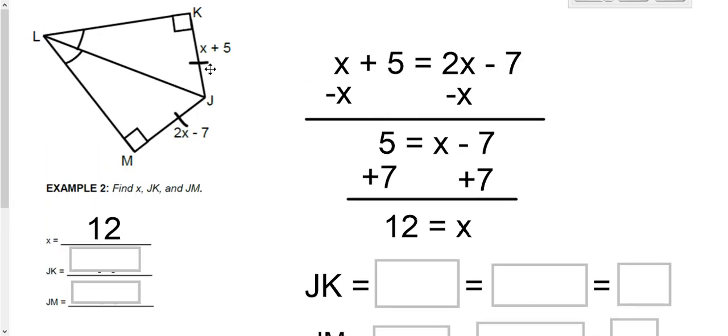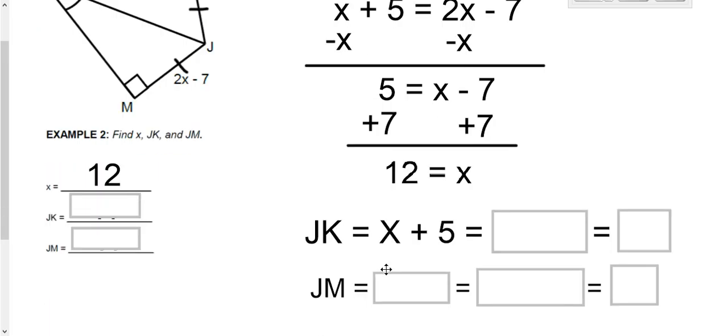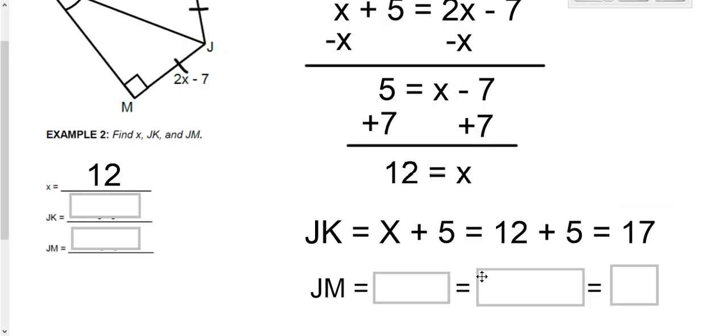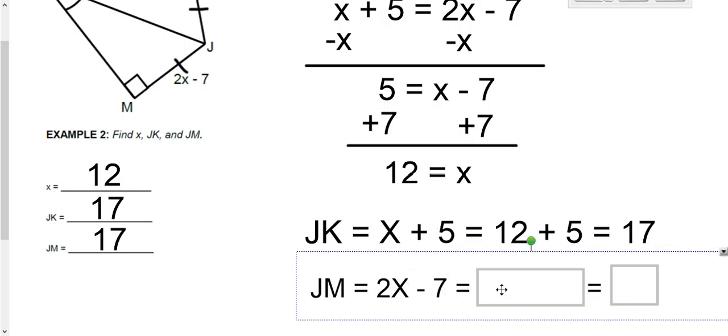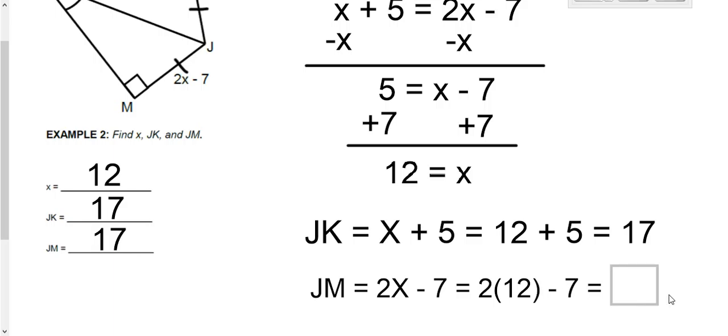So JK in the picture is x plus 5. So we substitute the 12 in for x. We just found it. So 12 plus 5 is 17. Now the other one should be equal to it, but I'll go ahead and double check. It should also be 17, but let's go ahead and do the work. So JM here is 2x minus 7. x is 12, we just found it. So 2 times 12 minus 7, yes, is 17. Okay, next example.